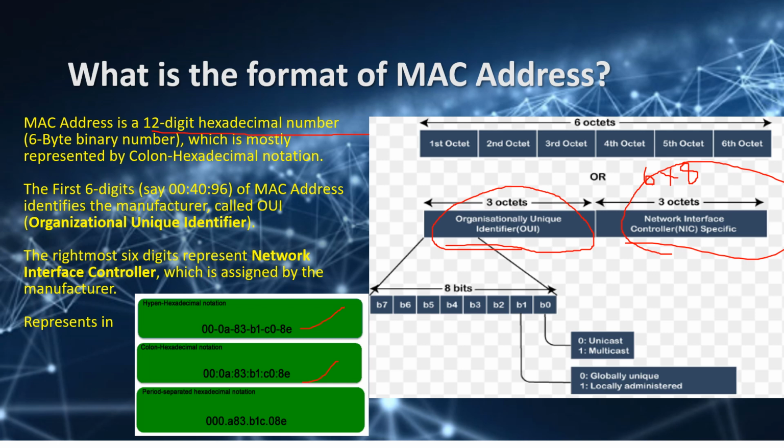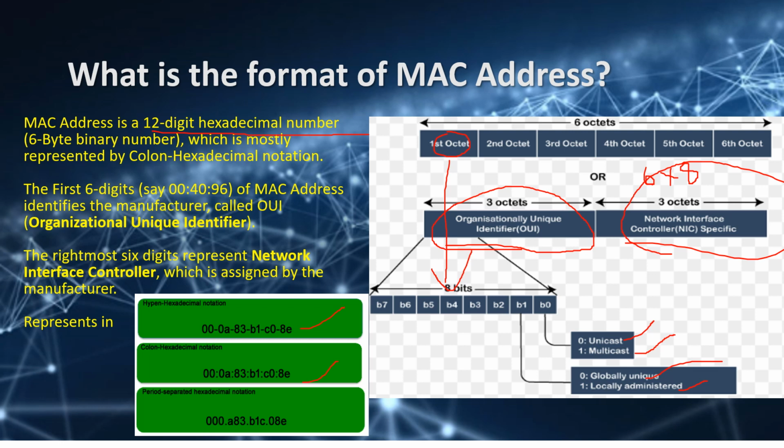And in this, I forgot to mention, in the first 24 bits, if you take the first octet, here you can see 8 bits. If the first bit is 0, it's a unicast address. If it is 1, it's a multicast address. We'll explain what unicast, multicast and broadcast are. Then if the second bit is 0, it's globally unique, and 1 means locally administered.